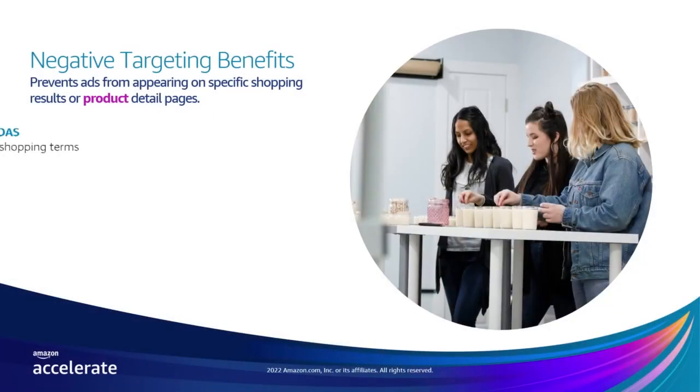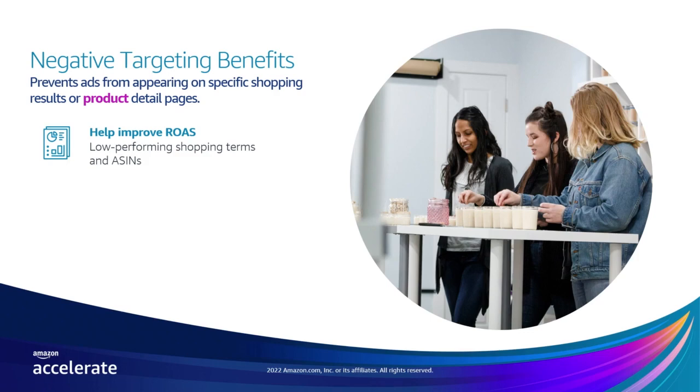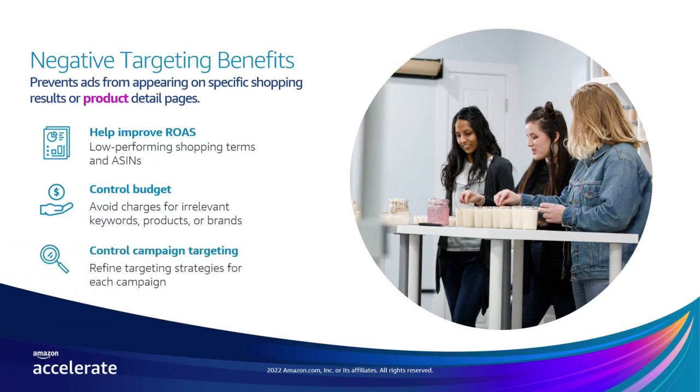So let's start by looking at the benefits of using negative targeting for your holiday campaigns. First, help improve ROAS. Use negative targeting to exclude certain brands or products that you don't want your ads to show against. Next is budget control. Negative targeting can help you prevent non-relevant and non-strategic clicks. And third is placement control. Including a negative list of irrelevant brands and products helps your ad to display in shopping results and product pages more related to your advertised products.